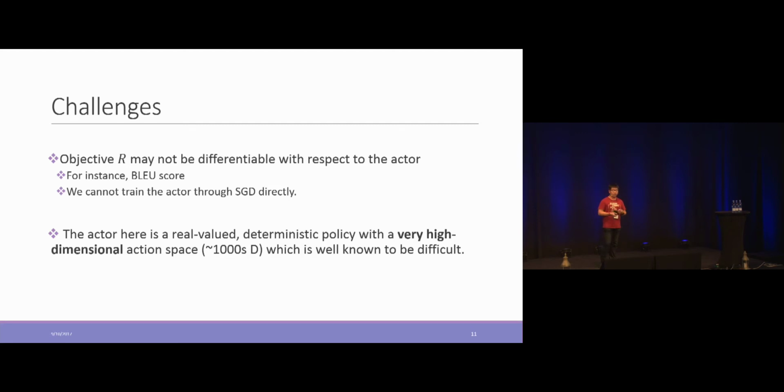There are two main challenges. The first one is that the objective R may not be differentiable with respect to the actor, which is a common case because, for example, we're using the BLEU score, which is normally non-differentiable, or we can use other scores. And we cannot train the actor simply through backpropagation. Another problem is more difficult. Our actor is designed to output a real valued deterministic policy in a very high dimensional action space. It's almost 1,000 dimensions, which is well known to be difficult to optimize.